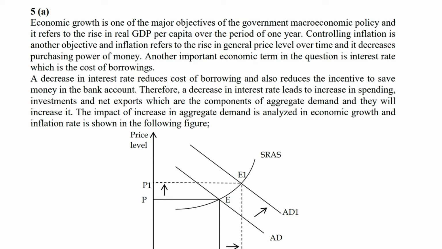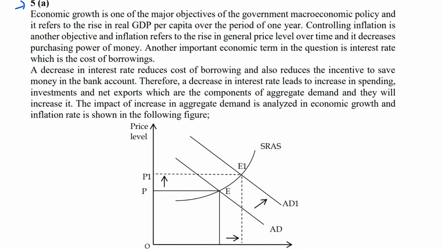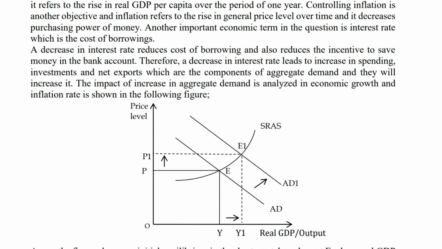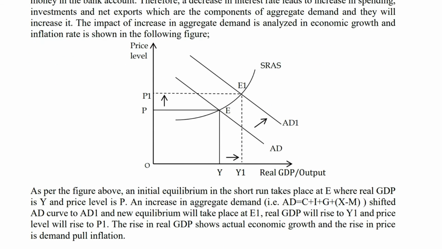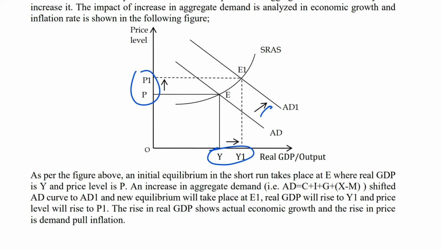So this is question number 5 part A. You can stop the video and read the answer thoroughly. Here you can see that economic growth is increasing because GDP is increasing due to high aggregate demand caused by the lower interest rate, but the price level is increasing too, so inflation is increasing. This is short-run aggregate supply.